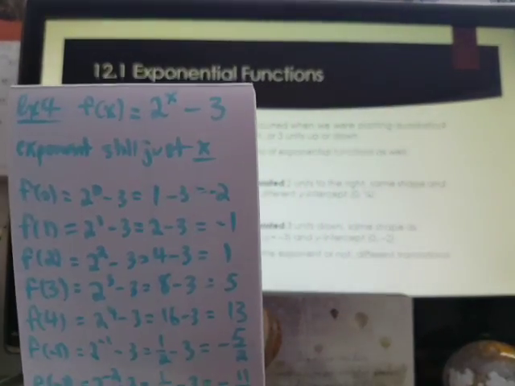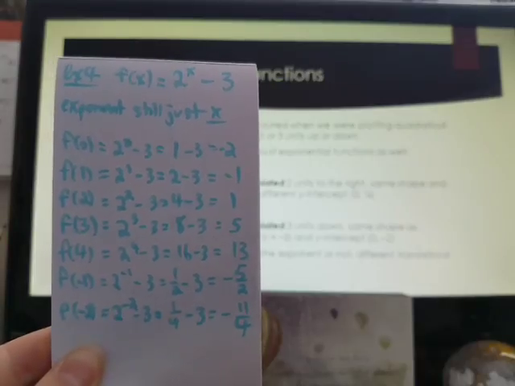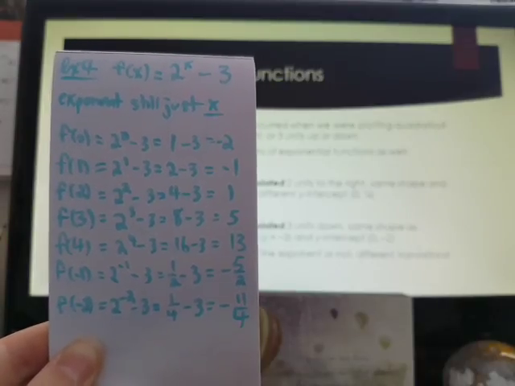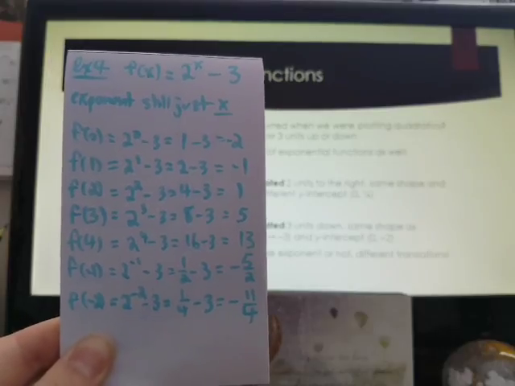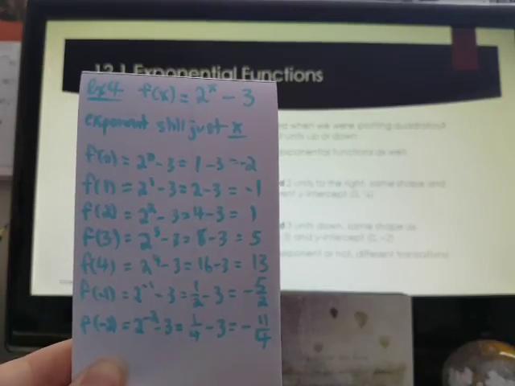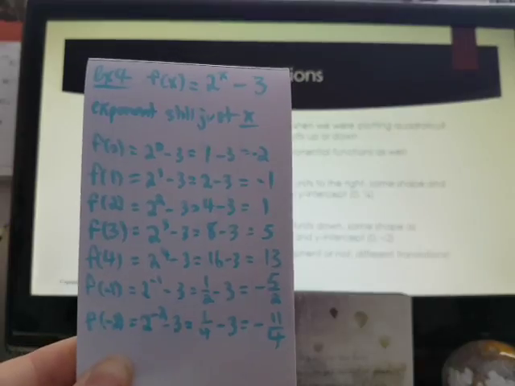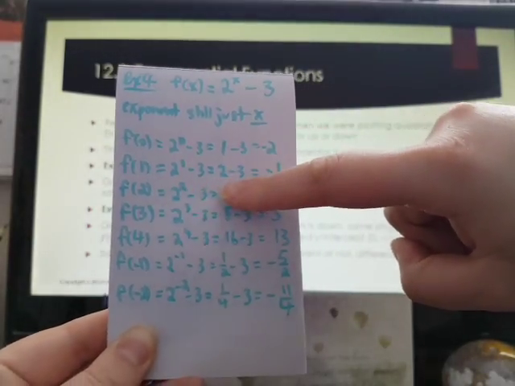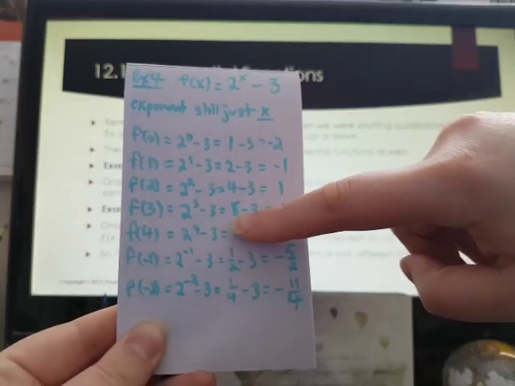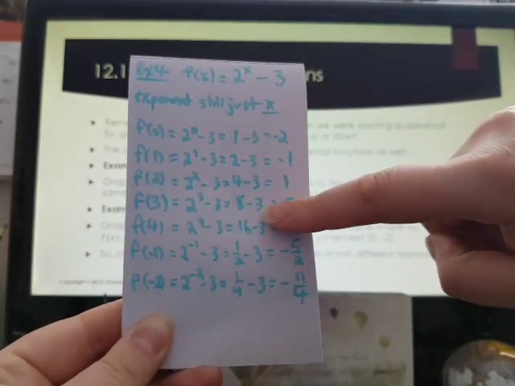So the exponent hasn't changed at all, but you'll see your values end up changing from the original, because basically every value that you had when you did the 2 to the x is going to be 3 less than it was originally, because you're going to compute that value. So the 2 to the 0 is 1, 2 to the 1 is 2, 2 to the 2 is 4, 2 to the 3 is 8, and then you're going to subtract 3 from each.